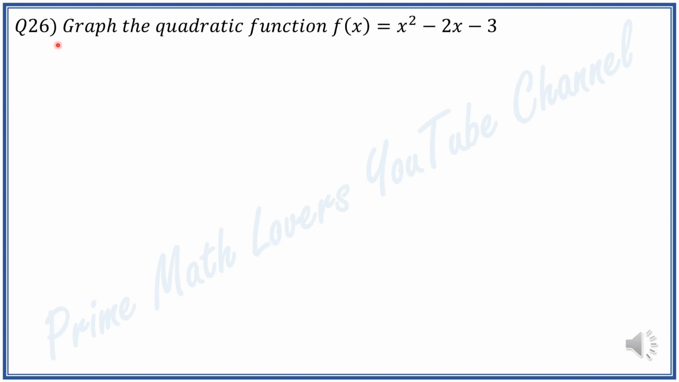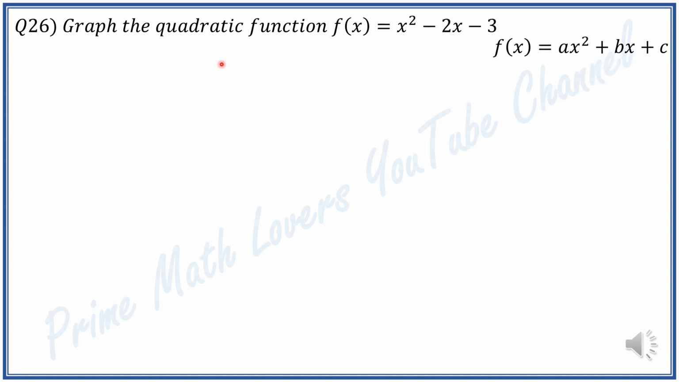Question 26. Graph the quadratic function f of x is equal to x squared minus 2x minus 3. In this type of question, for drawing the graph, we need to identify the key features of this function first. The first key feature is the vertex. The vertex of a quadratic function is the point where the graph changes direction.